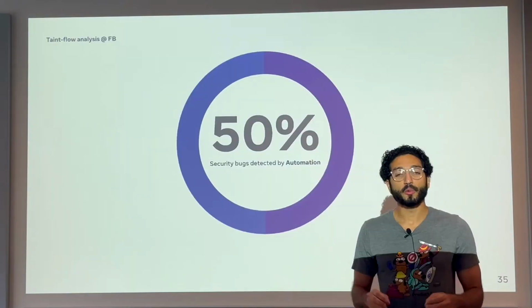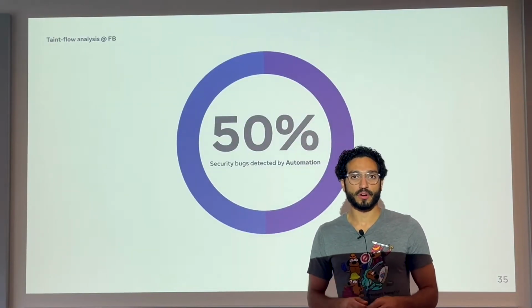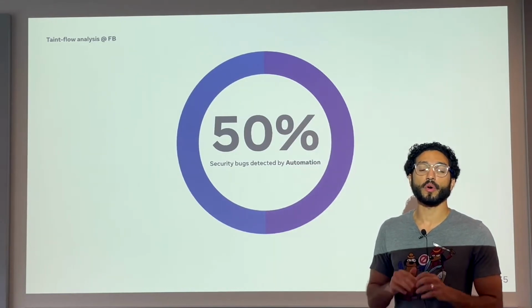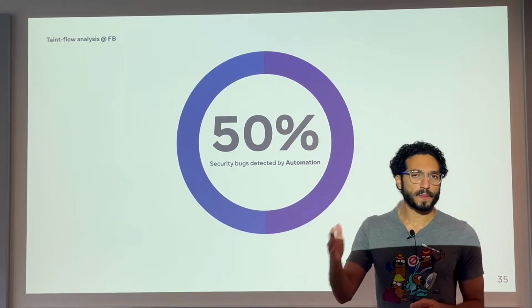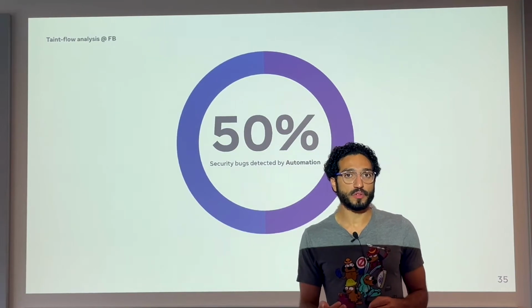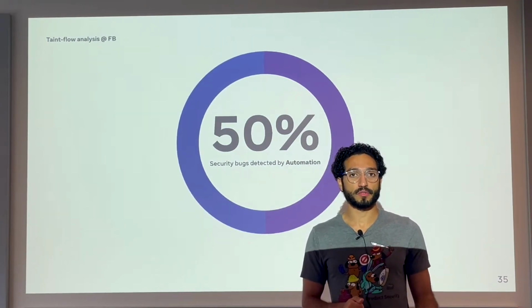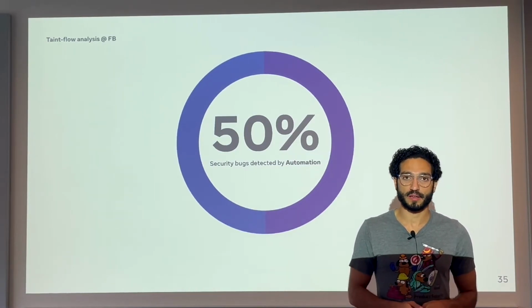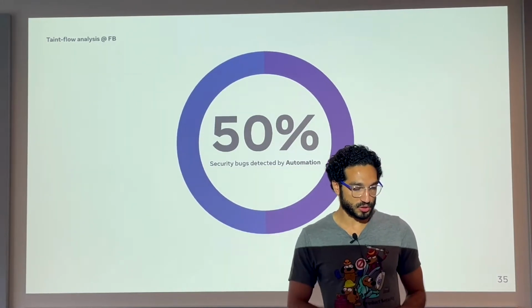And with that, we were able to find 50% of total vulnerabilities that we found through automation. So 50% of all the security vulnerabilities that we found from white hat, from manual code reviews, 50% of that number came from automation. Automation includes static analysis and dynamic analysis, but a big portion of that came from static analysis and from the tools that I've just explained to you.